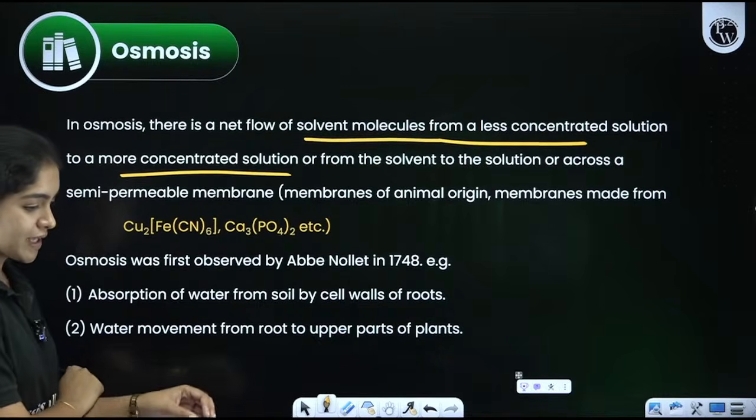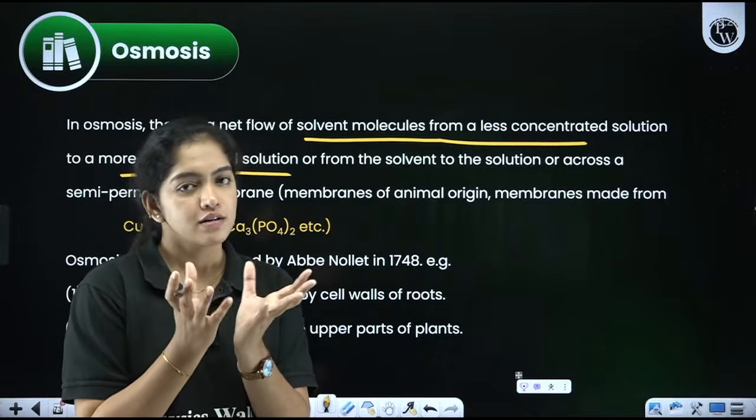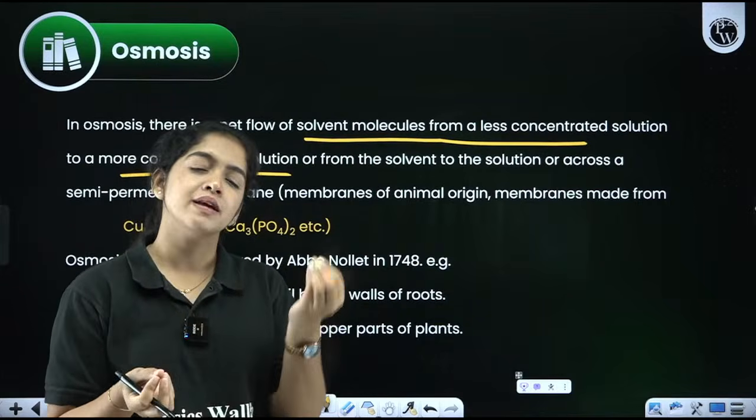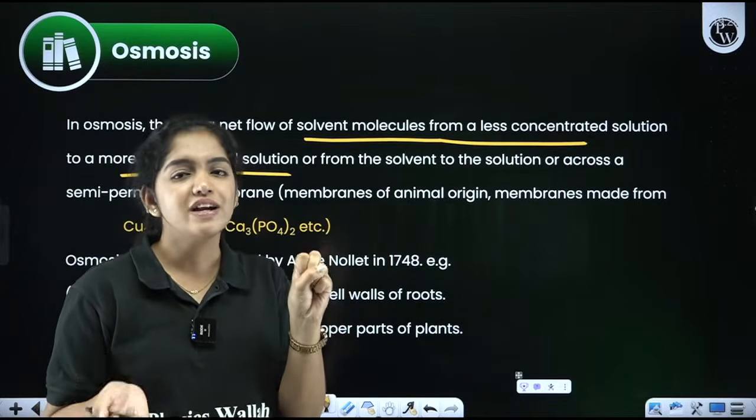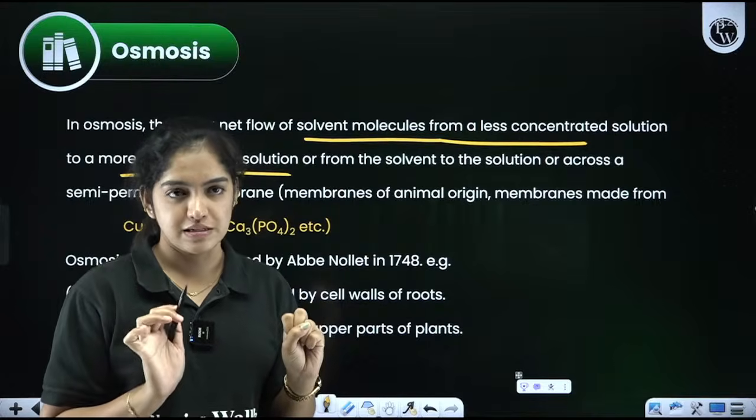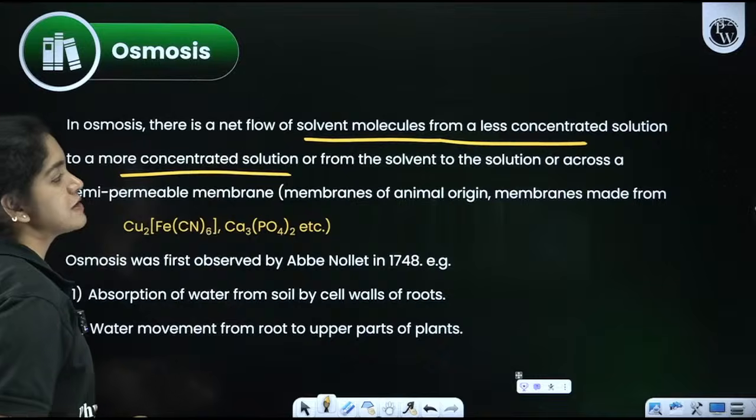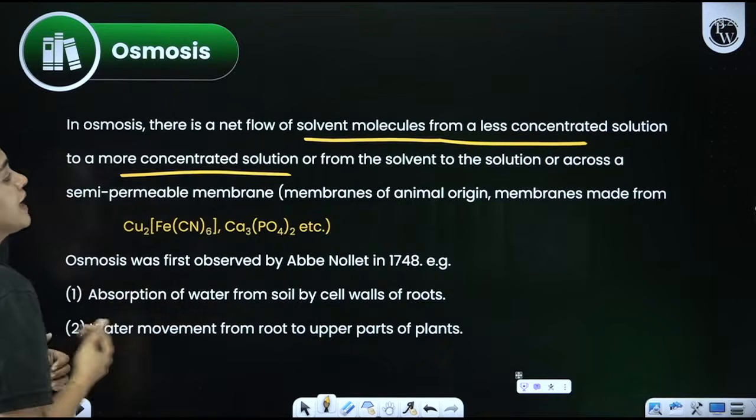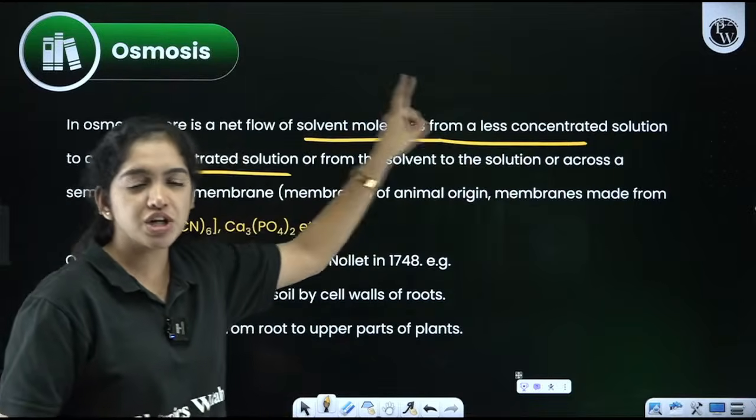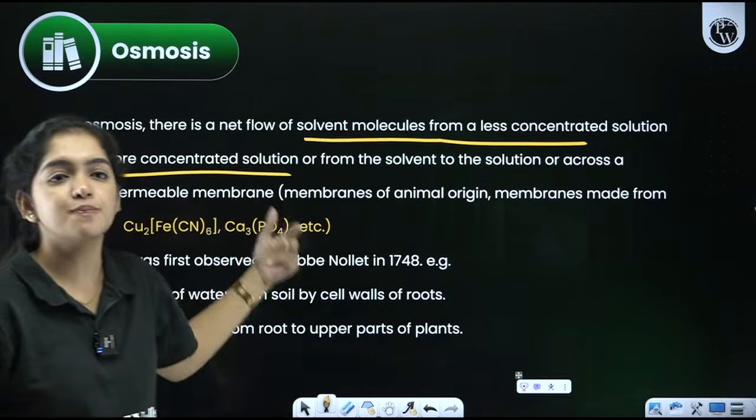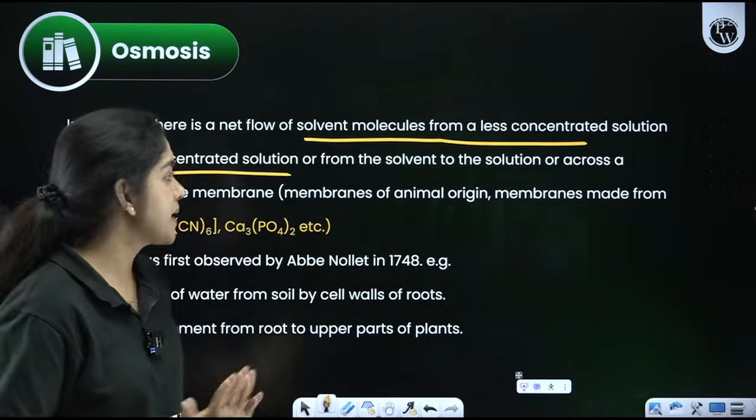For example, if you are keeping raisins in water, what will happen? It will swell, right? And what will happen if you are keeping mangoes in salt water? It will shrink, right? So what is happening there? There is osmosis. So osmosis means the flow of solvent molecules from less concentration to higher concentration through an SPM. What is SPM? Semi-permeable membrane.